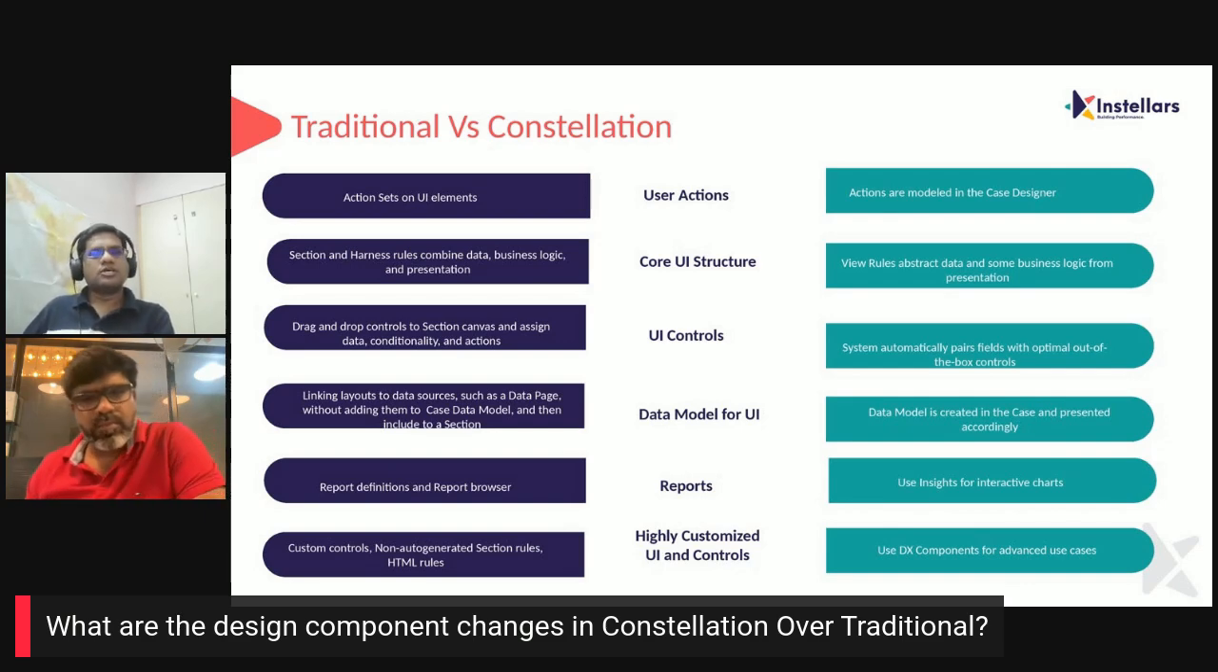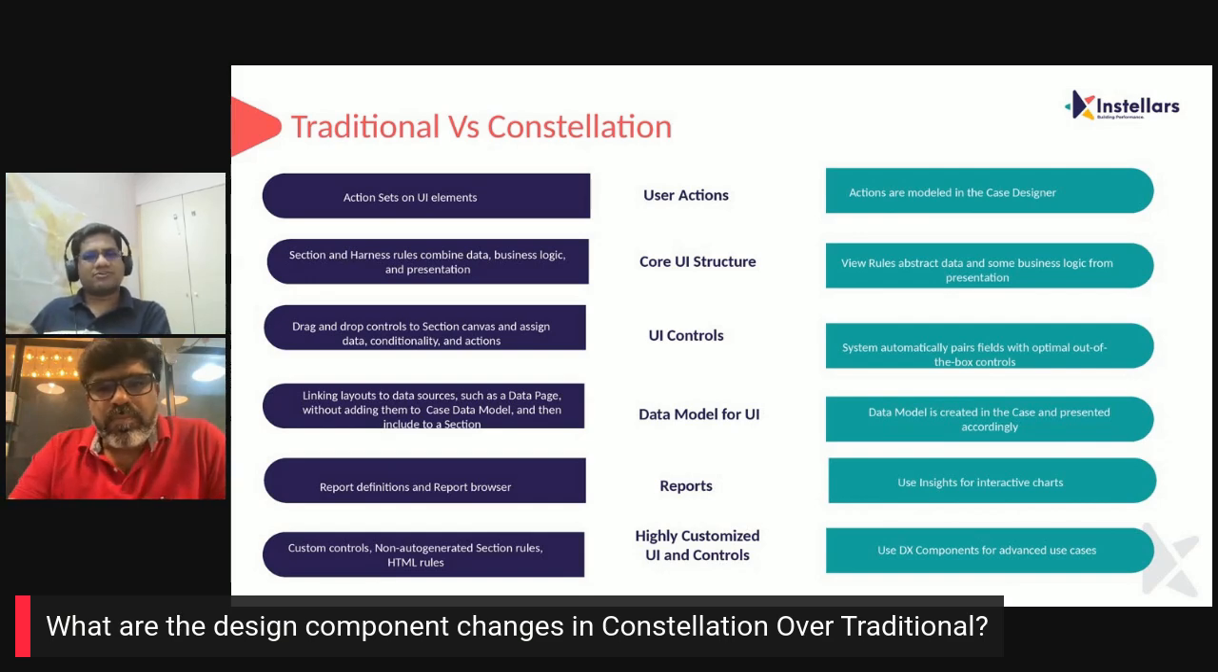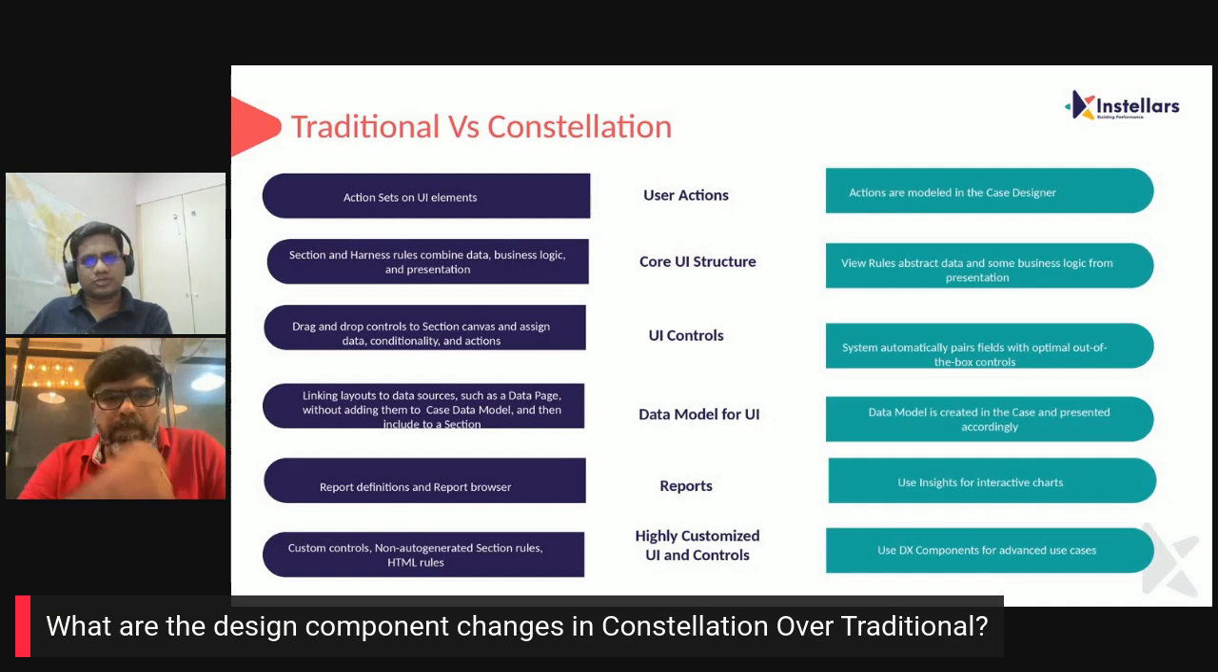Next is reports. We know in the traditional way we use report definitions and the report browser. In Constellation we have insights, mainly for interactive charts. The benefit of insights is that they provide a more interactive and modern way to display and explore data. With insights we can show different types of charts and everything. So this is a big difference in terms of Constellation.